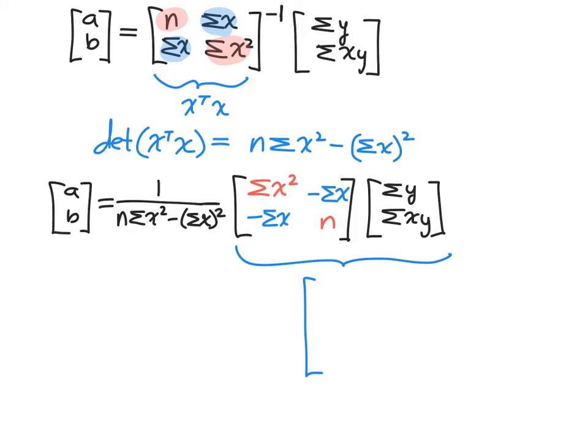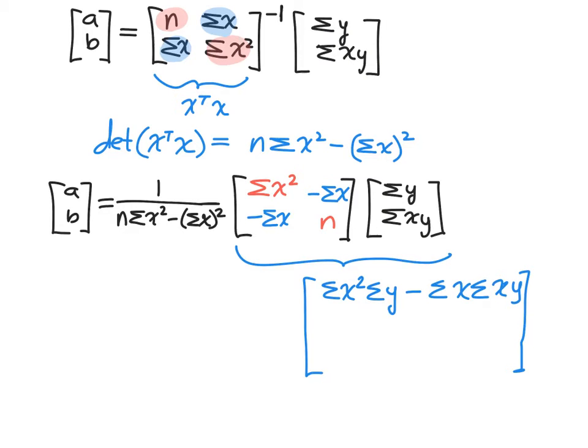All right, so sum of x squared multiplied by the sum of y. All right, and then the negative sum of x times the sum of xy. So add that together. So it's really going to be minus the sum of x, sum of xy. All right, so that entire thing is the first term of the vector.